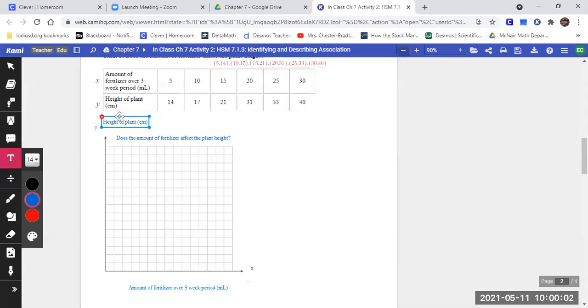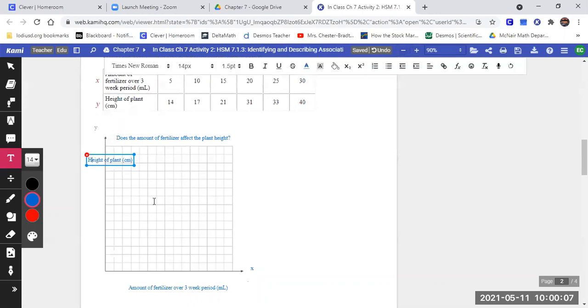Now I just decided to do something tricky and see if this works. I'm gonna take this and do it this way. So it goes down the side.